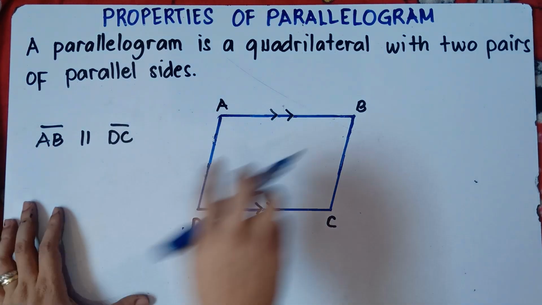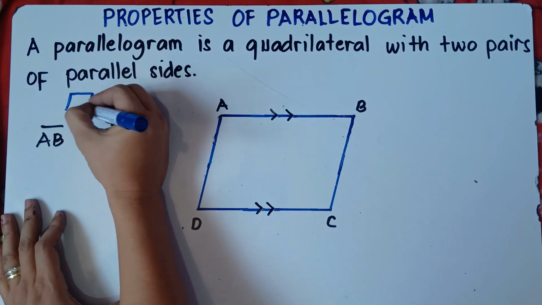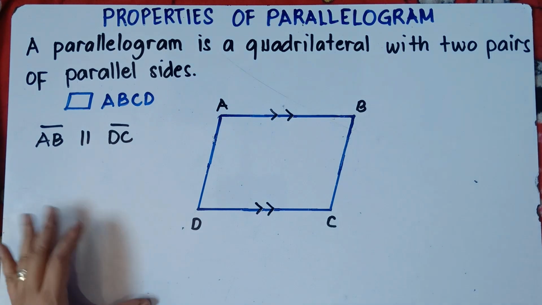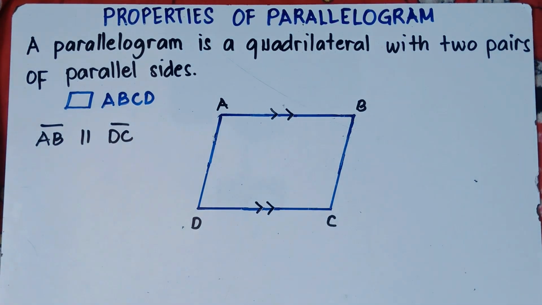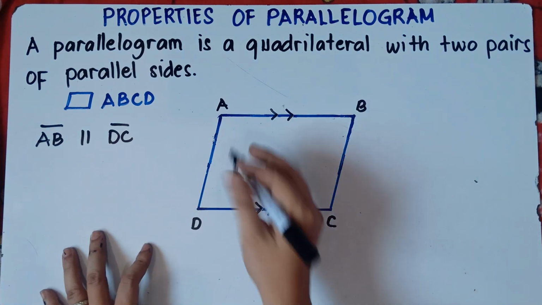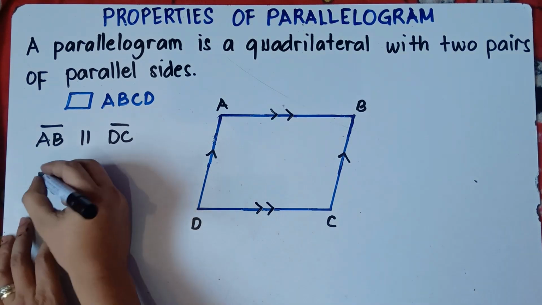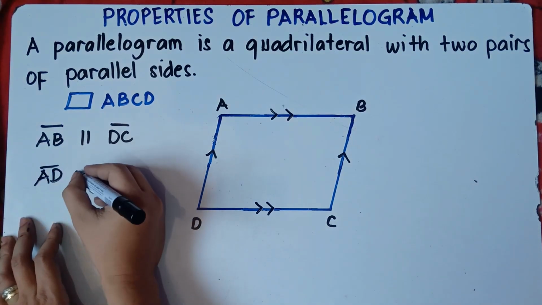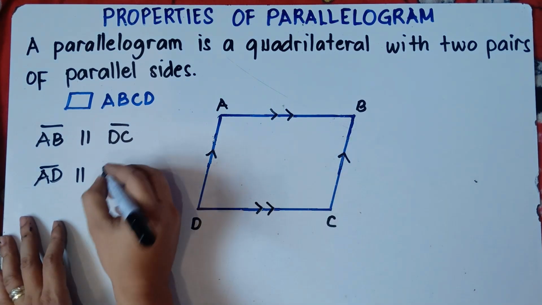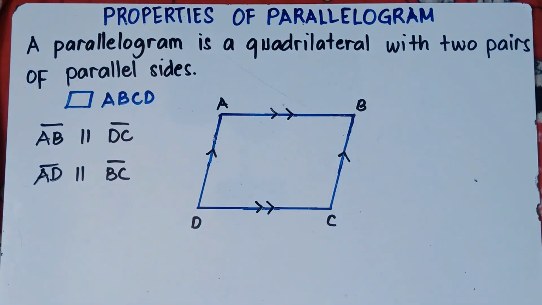So once again class, we can read this one, parallelogram ABCD. This is the symbol. And we can also say that side AD is parallel to side BC. So line segment AD is parallel to, this is the symbol class of parallel, line segment BC. So that's the definition class of parallelogram.